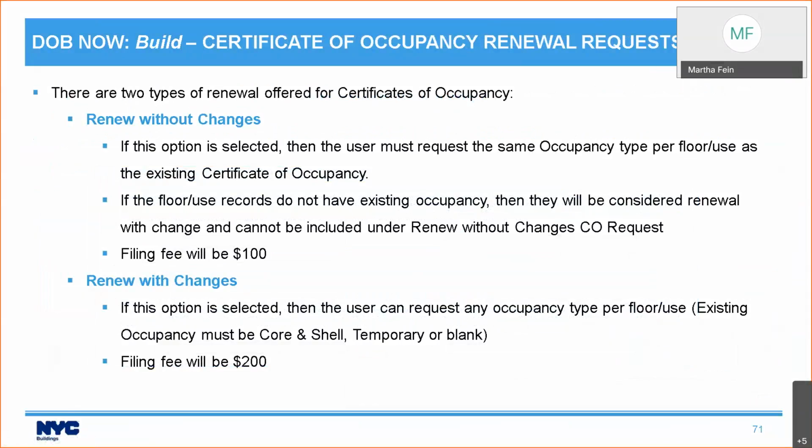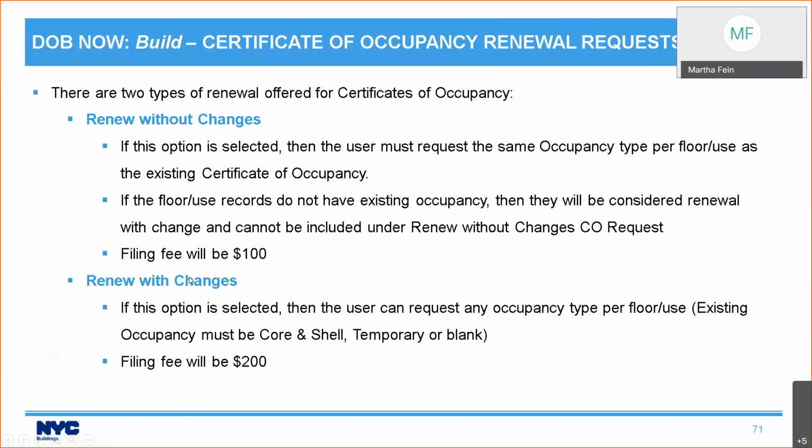Now let's talk about renewal requests. A renewal request is going to pop up if there is any existing occupancy on the Schedule of Occupancy, whether or not that existing occupancy was done through DOB NOW BUILD. And when you enter a certificate of occupancy request for a job that has existing occupancy, it will show up as a renewal of certificate of occupancy. And you have 2 types that you can choose. You can choose renew without changes or renew with changes.